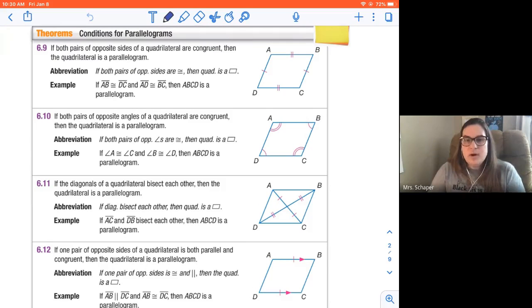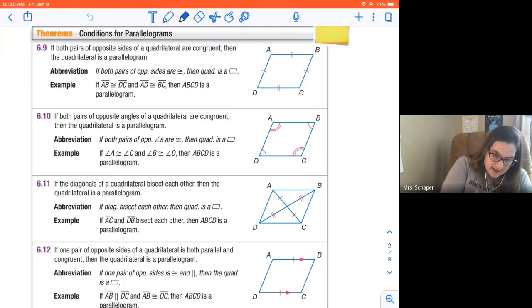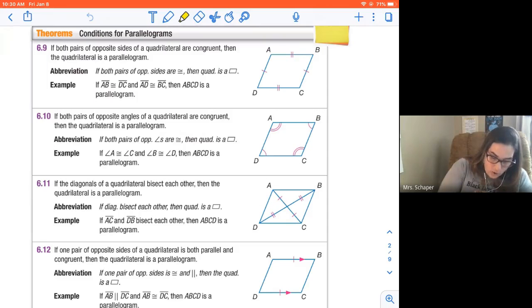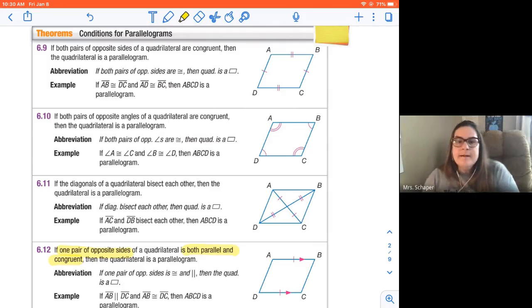Now, one thing I do want to point out is that bottom one, it says if one pair of opposite sides is both congruent and parallel. So if one pair of opposite sides is both parallel and congruent, then it's a parallelogram. So just take a good look at that one. But take some time, pause the video, get these written down.